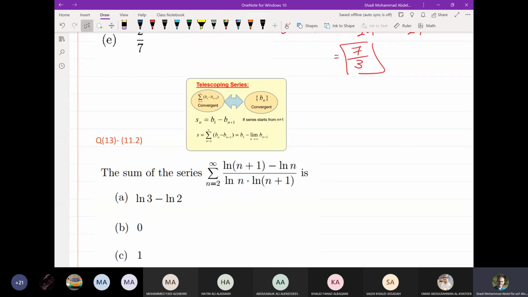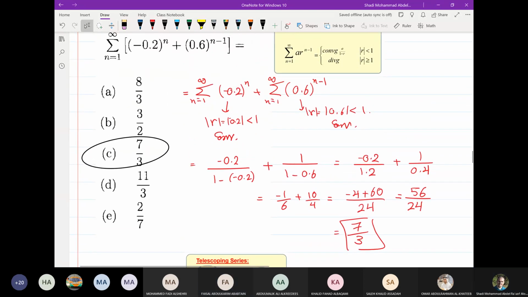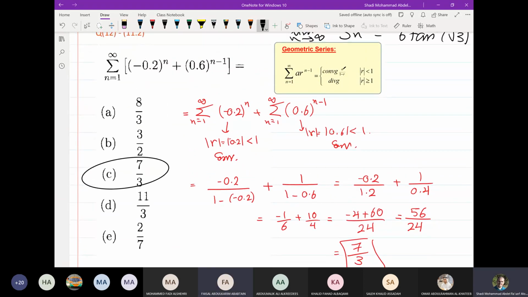Doctor, the a is the first term? A is the first term, yes. Okay. A is the first term.